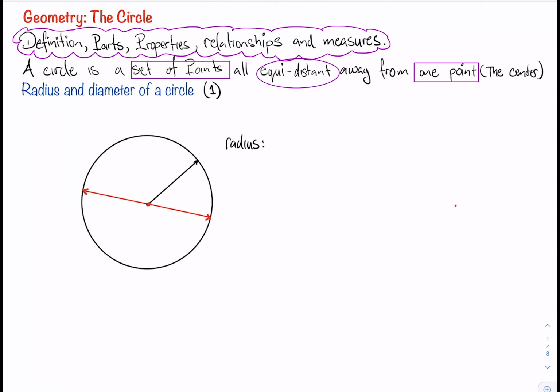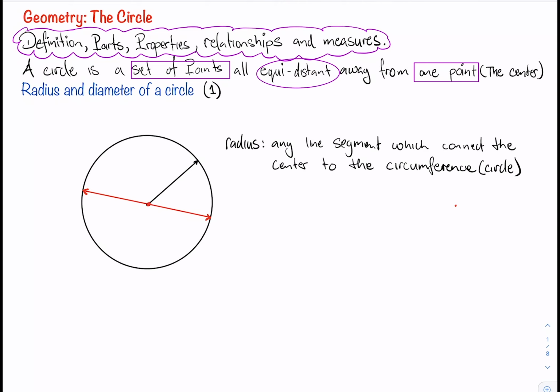The first two parts of the circle that we want to focus on are the radius and the diameter. The first part, the radius, we define to be any line segment which connects the center of the circle to the circumference of the circle. And when we talk about the circumference here, we're basically talking about the circle itself.